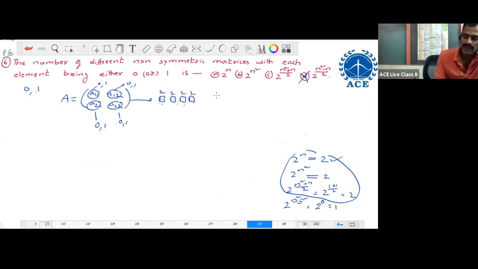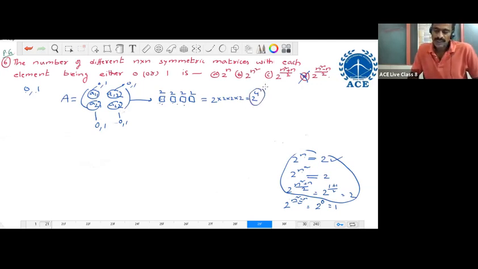So it is 2 into 2 into 2 into 2, equal to 2 power 4. If we write a 2 by 2 matrix using two numbers, we get 2 power 4 matrices, that is 16 matrices only. Out of these 16 matrices, are all 16 symmetric or only some? We have to check that.